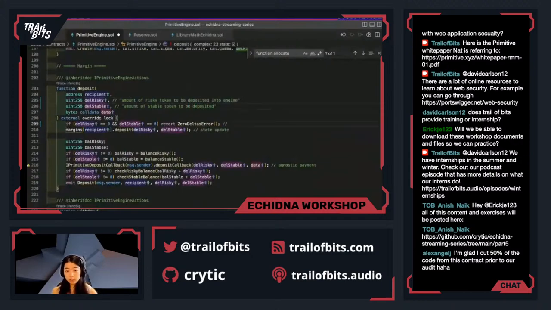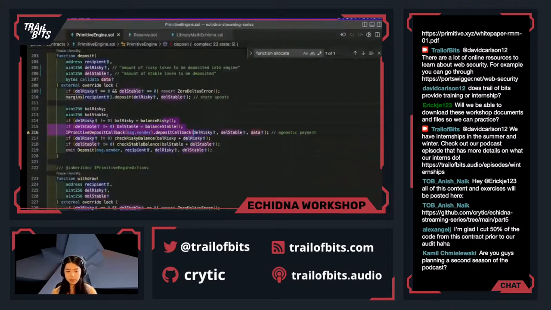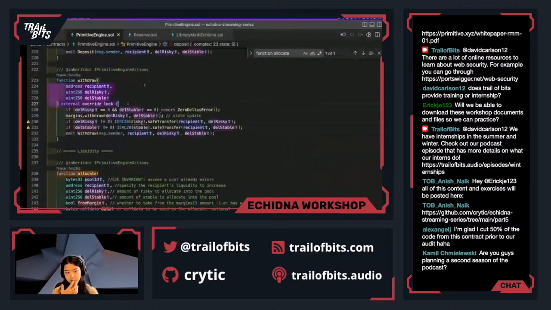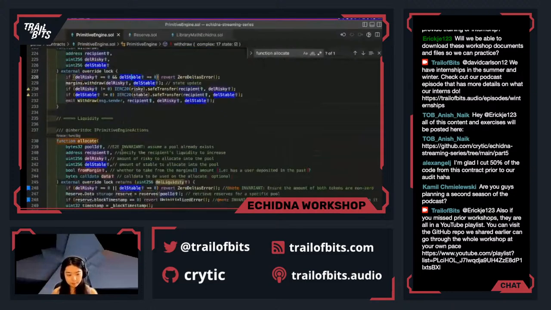What this check is going to do is essentially make sure that these values are non-zero, update the margins, which has a very similar structure to the reserves, and then rely on a similar callback that we saw with the create. Because I'm primarily going to be focusing on invariants targeting the allocate and the reserve, I'm just going to skip over this section.